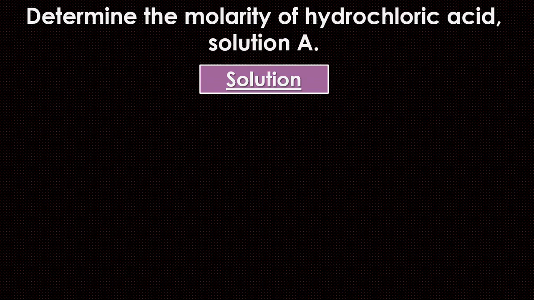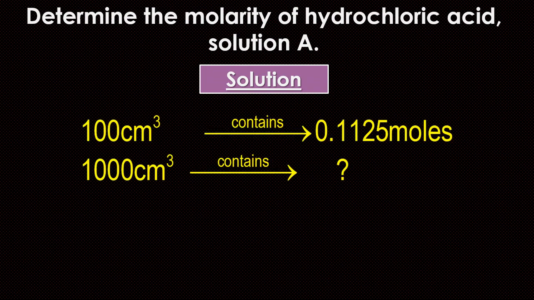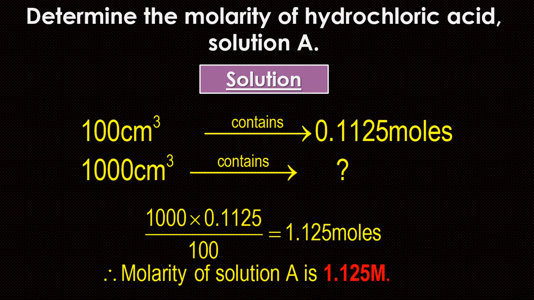Now, finally, it is to determine the molarity of hydrochloric acid solution A. Now that we have found the number of moles of hydrochloric acid solution A which were in the 100 cubic centimeters, molarity is all about finding the number of moles in 1000 cubic centimeters. So 1000 multiplied by 0.1125 divided by 100 gives us 1.125 moles in 1000 cubic centimeters. Therefore, the molarity of solution A is 1.125 molar, and that is it.